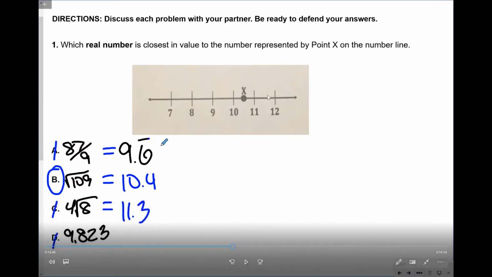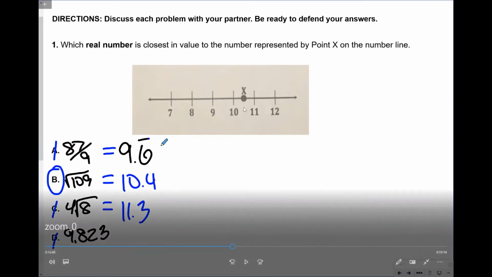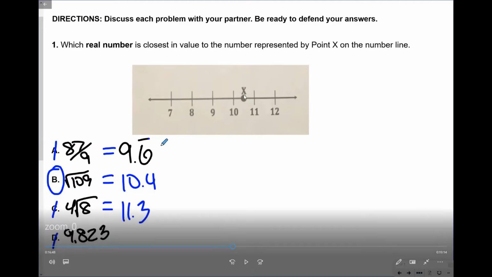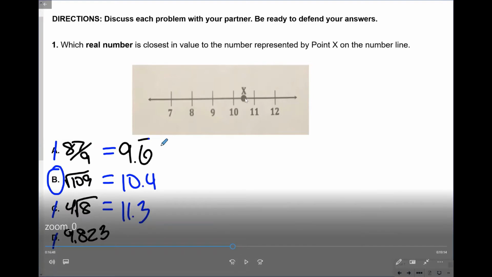Then we look at D, we got 9.823. That is not between 10 and 11. So look for your answer choices that gives us the number that is between whichever points that they provide to you.